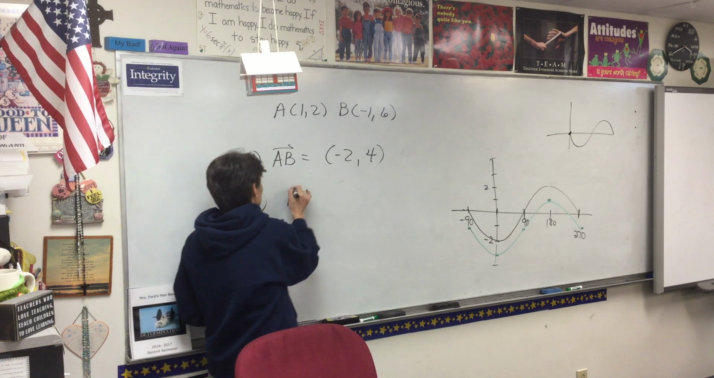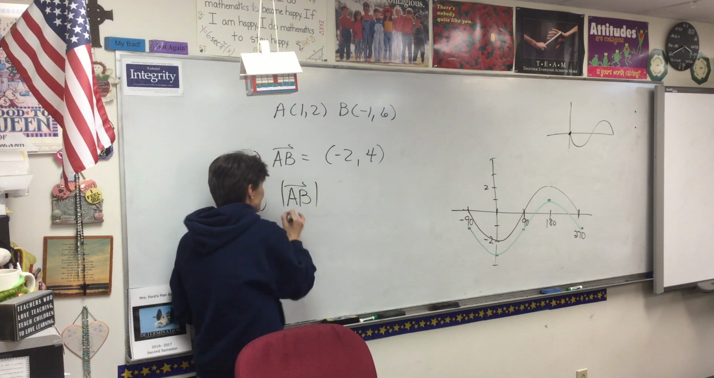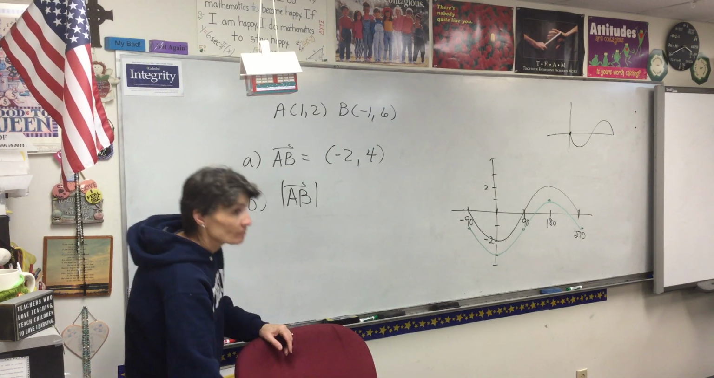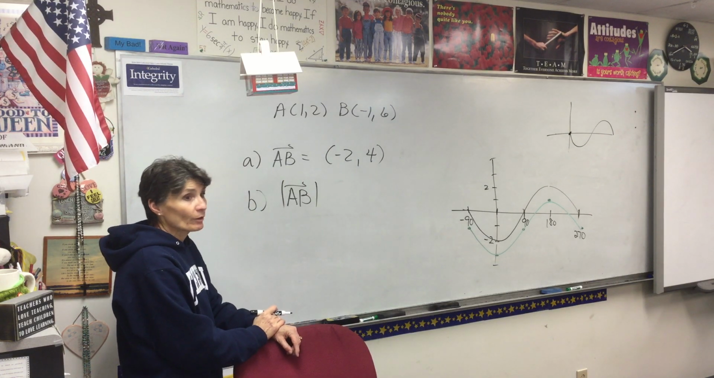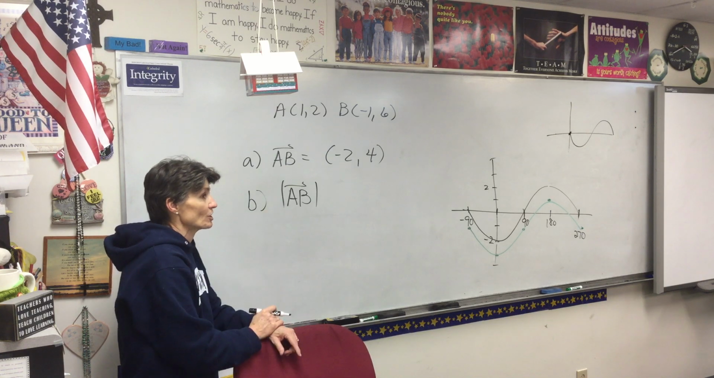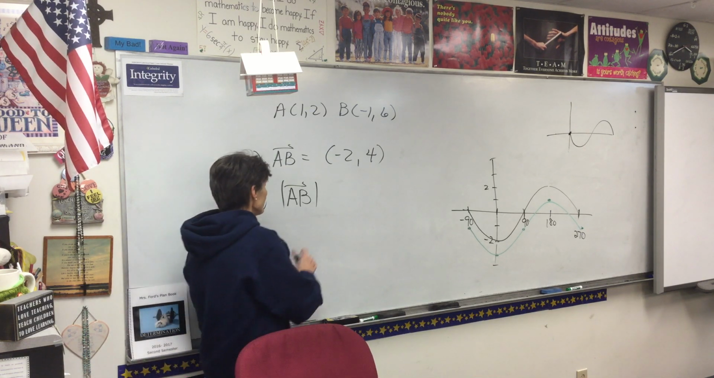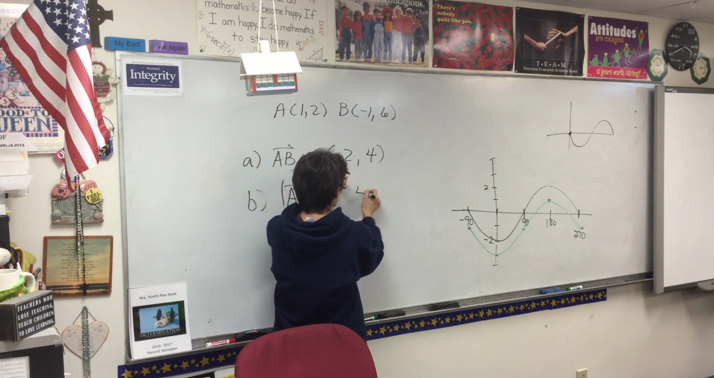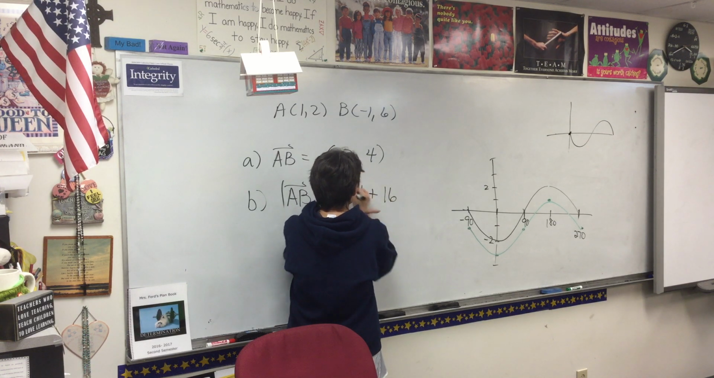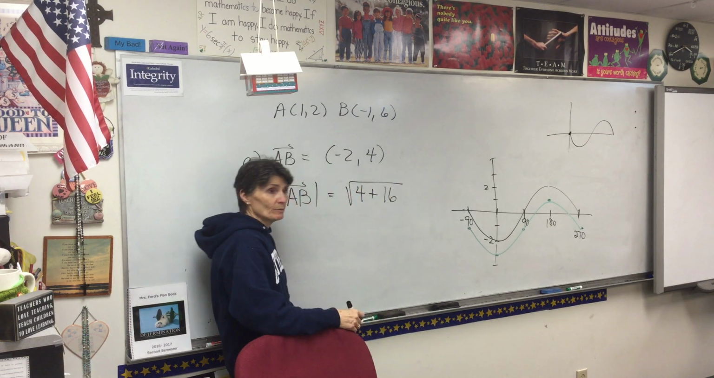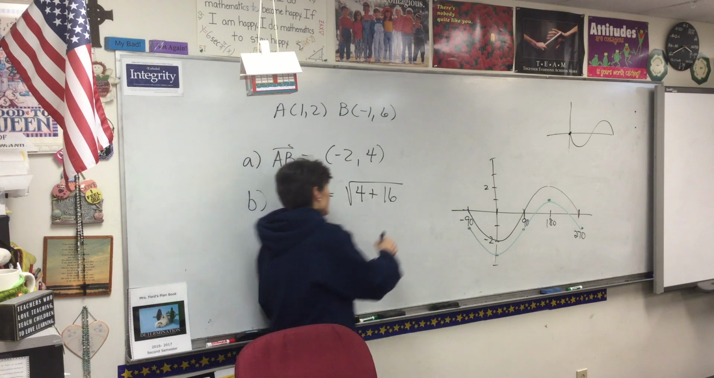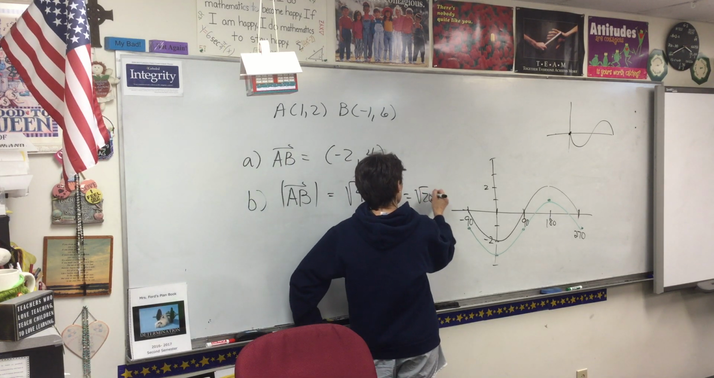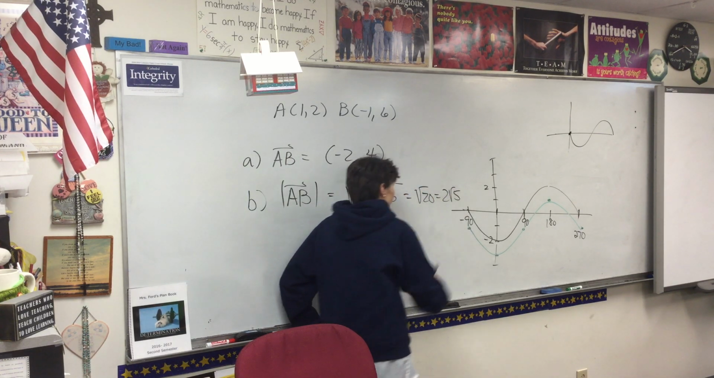Second question. What's that mean? Magnitude. We already talked about that. That was in another question. How do we find magnitude? Square, square, add them up and take the square root. So that's a square root of 20, which is 2√5.